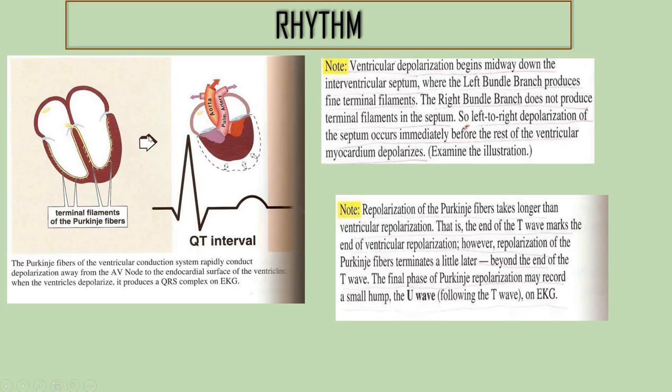Depolarization of the Purkinje fibers takes longer than ventricular depolarization. That is, the end of the T wave marks the end of the ventricular depolarization. However, depolarization of the Purkinje fibers terminates a little later. Beyond the end of the T wave, the final phase of Purkinje depolarization may record a small hump, the U wave, following the T wave on the EKG.